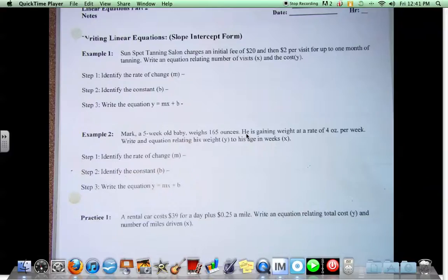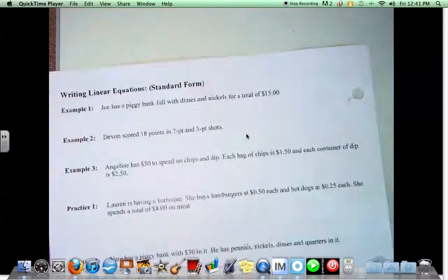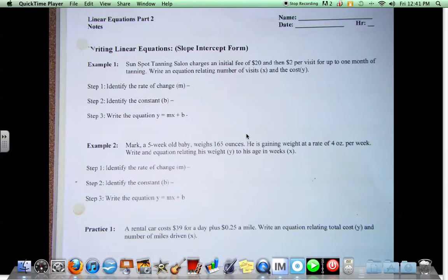Today we're going to work on writing equations. You guys have written expressions before. Today we're going to write equations in slope-intercept form, and we're going to write them in standard form. So, let's start with slope-intercept form.